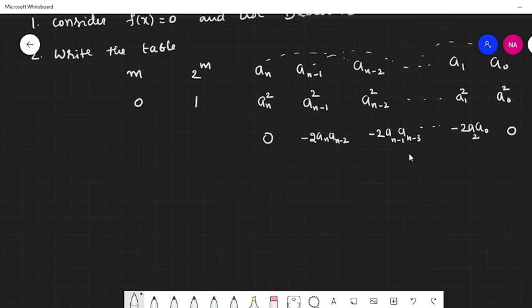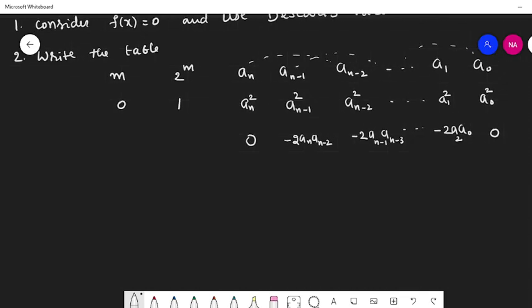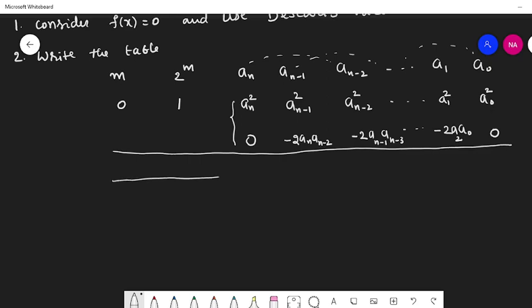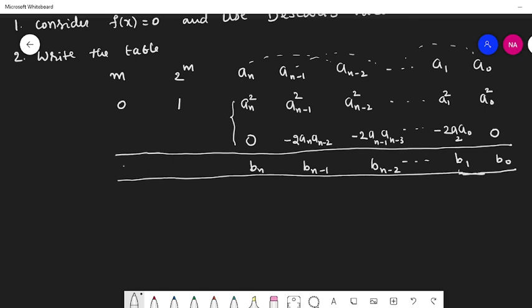After writing this, you have to add these entries. Whatever values you get here should be taken as bn, bn minus 1, bn minus 2, and so on, b1, then b0. Here the m value will be 1 and 2 power m will be 2.